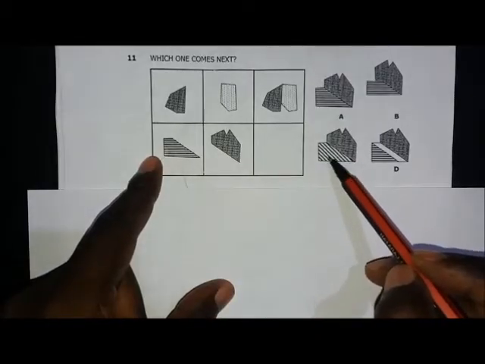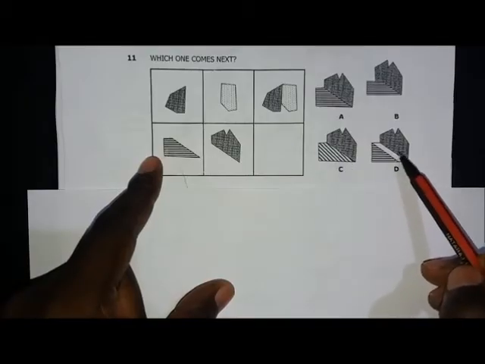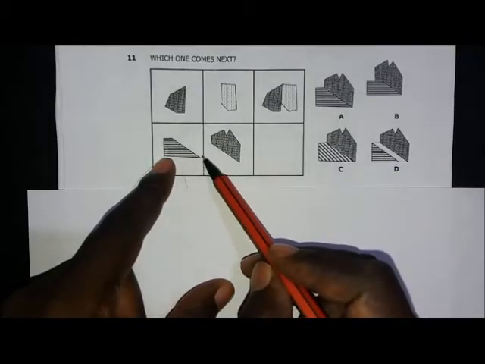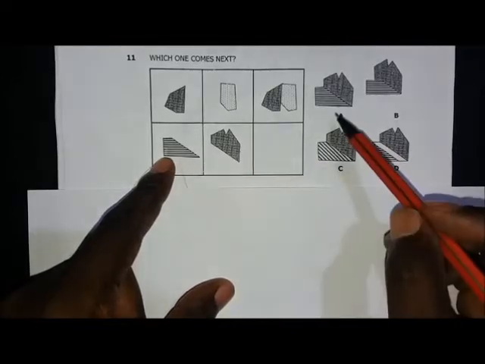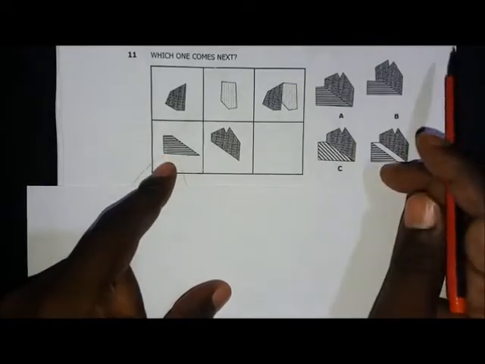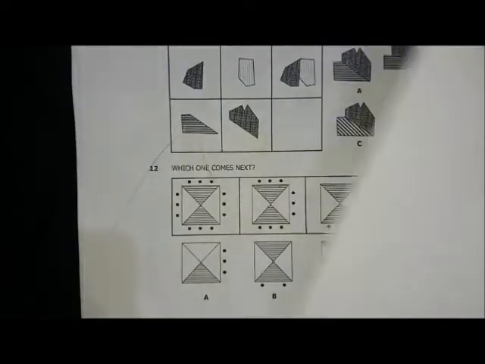So this cannot be. D also cannot be the answer because there is this gap here, which is nowhere seen in one of these shapes. We don't see that line. So the answer is definitely A. Okay, let us move on to question 12.